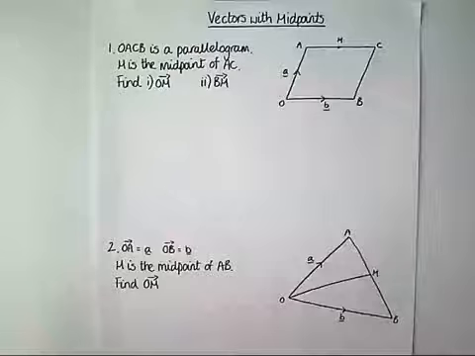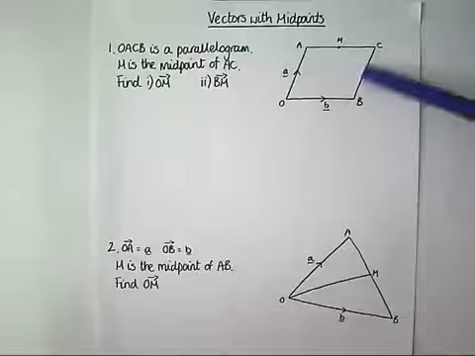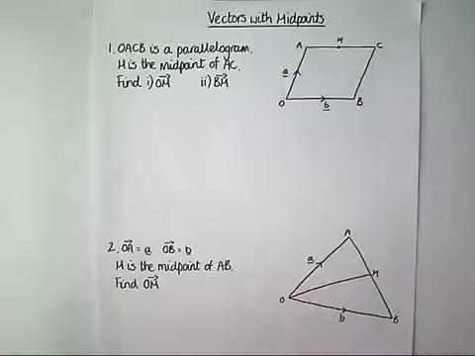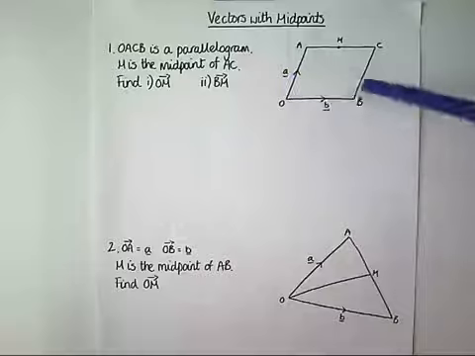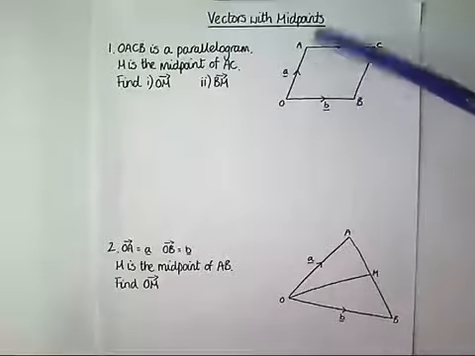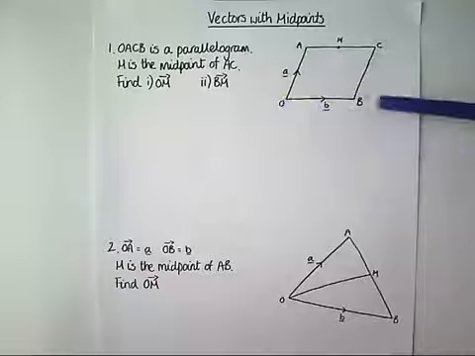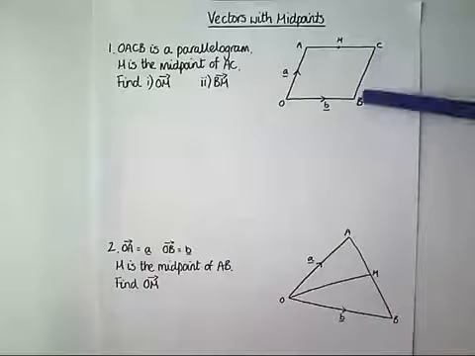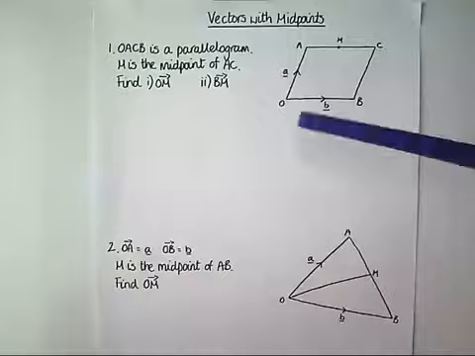Just a couple of quick examples of vectors that include midpoints. Okay, so in this first question, we've got a parallelogram. Just think about our shape properties of a parallelogram. We know that the opposite sides are equal in length and parallel to each other. So if O to A is the vector a, then B to C will also be the vector a. We might need to use that.